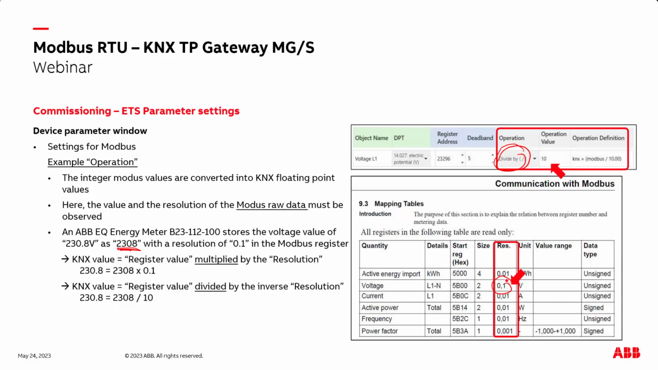Or the energy comes with a resolution of 0.01, and then you have to divide it by, for example, 100. Or the power factor comes with a value of 0.001, and then you have to divide it by 1000 to get the correct value in our KNX world. Of course you can do all this mapping manually, or you use our templates, because in the templates we have set all these operations and all these values.